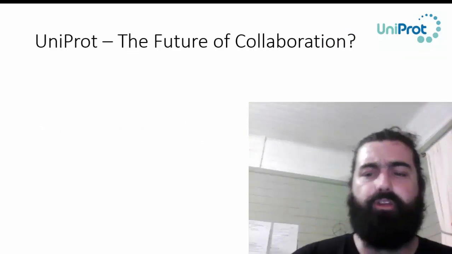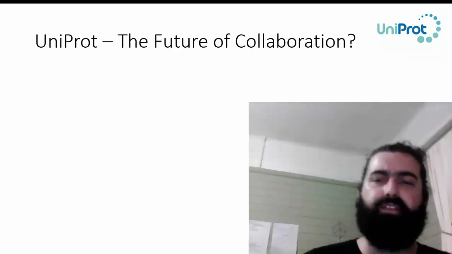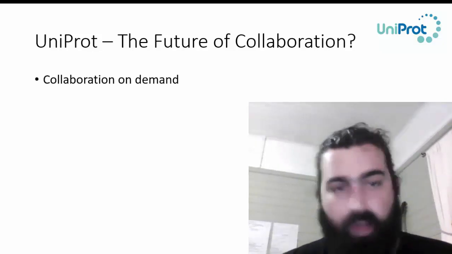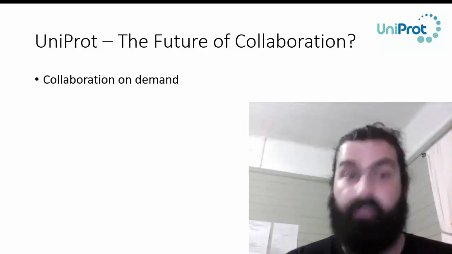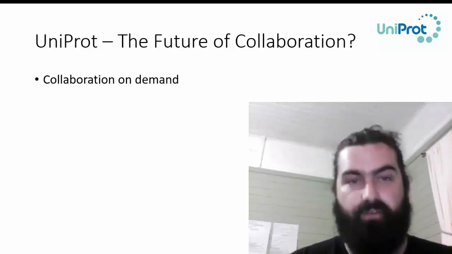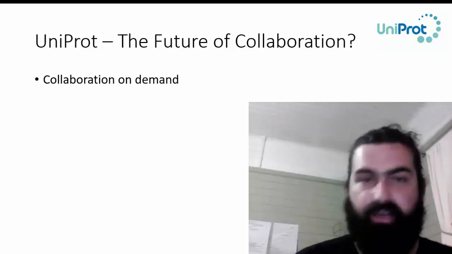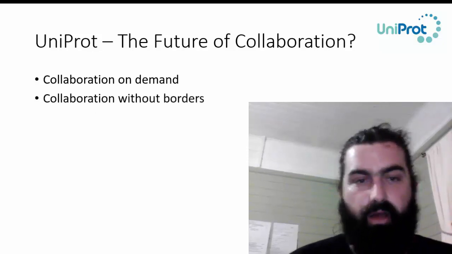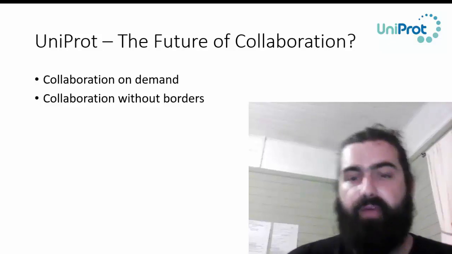The reason why I wanted to include UniProt is I think that it represents the future of scientific collaboration, because you've got collaboration on demand. What I mean by that is that the data is available to be accessed anytime on your own terms, however you like. And so you can take data, share data, post data at your own accord.